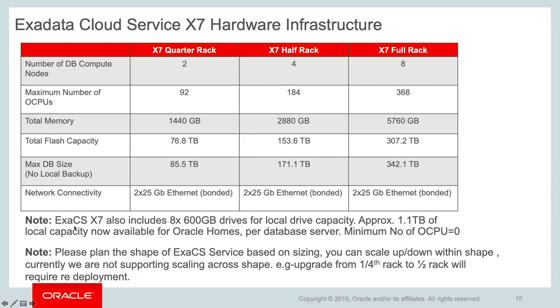Another note here is ExaCS X7 also includes 8 drives, which is 600 GB in size, for local drives attached to the server. Approximately 1.1 terabyte of local capacity is available for Oracle homes per database server, and it supports minimum number of OCPUs equals to 0. This is a very important point. If you make the OCPUs 0, it will shut down the VMs and you won't be charged for the database OCPUs. So you need to plan the shape of Exadata Cloud Service based on sizing.